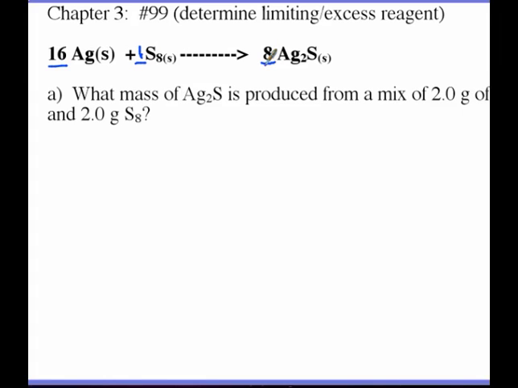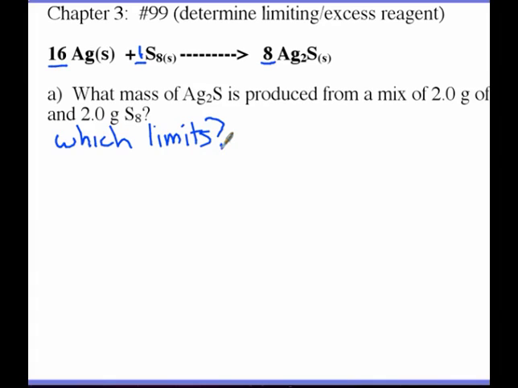So it's asking us what mass of this silver sulfide is produced from a mix of 2 grams of silver and 2 grams of S8. Well, in this case, you do not know which one is determining how much product that you make. In other words, you do not know which one is your limiting reagent. So, first part of the problem is to determine which limits. We don't know. It's 2 grams of each, so it seems maybe that they react in the exact same, but we can't answer it that way.